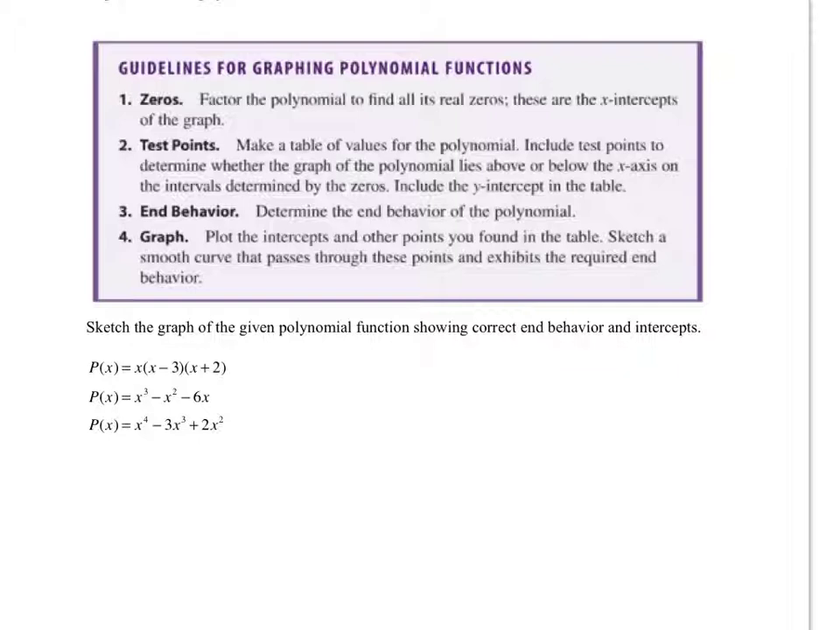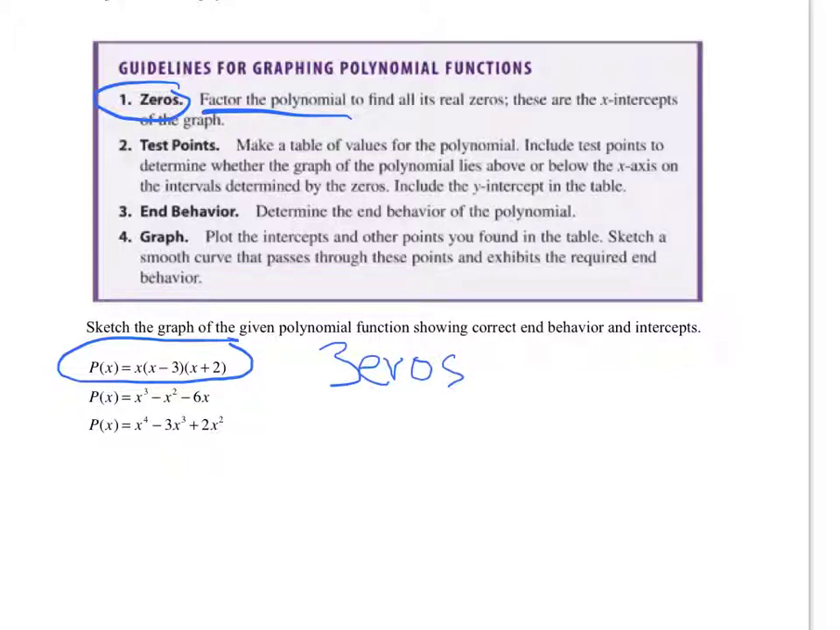So the first thing you do is find the zeros of the polynomial. We usually try to factor the polynomial to find the zeros. This one is already factored for us, so we know what the zeros are. We just look at the factors. The zeros are x equal to 0 from the first factor, 3 from the second factor, and negative 2 from the third factor. So there are 3 zeros.